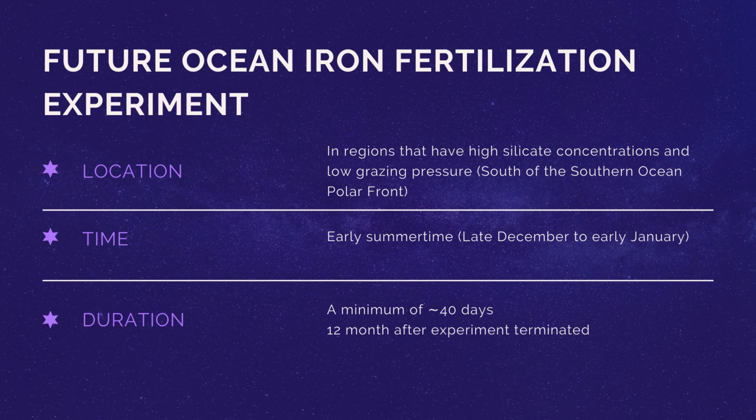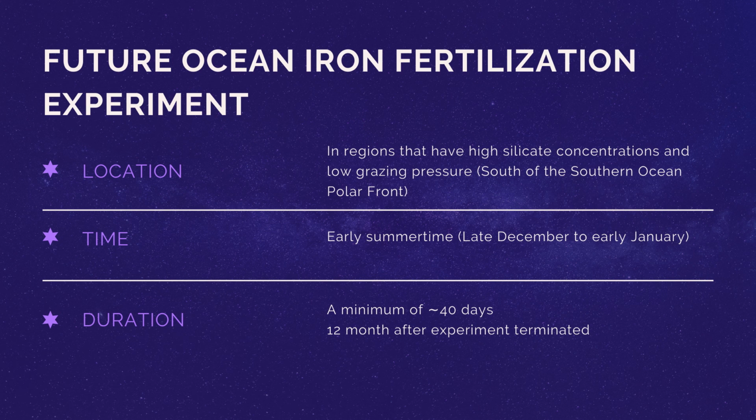So, for future ocean iron fertilization experiments, what sort of improvement can we make? First of all, we can pick a better location. We have to pick a location that has high silicate concentration and low grazing pressure, as these two factors are in control of diatom blooms. Diatoms are species that play a major role in increasing the biological pump. An example of a location that has high silicate concentration and low grazing pressure is the Southern Ocean.